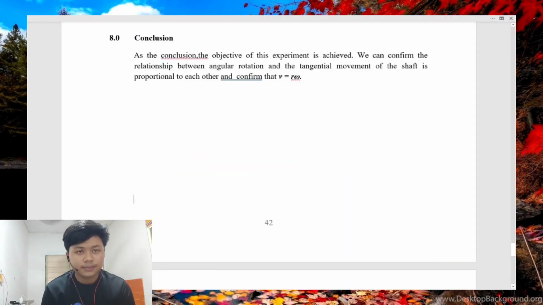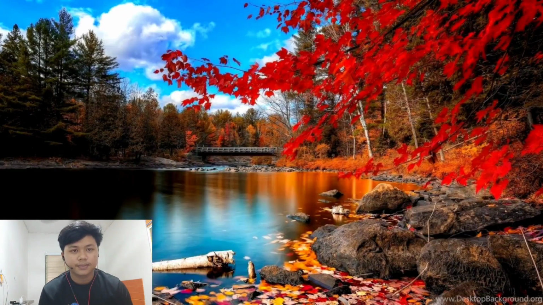As the conclusion, the objective of this experiment is achieved. We can confirm that the relationship between angular rotation and the tangential movement of the shaft is proportional to each other, and we can confirm that v is equal to radius times angular velocity. Thank you.